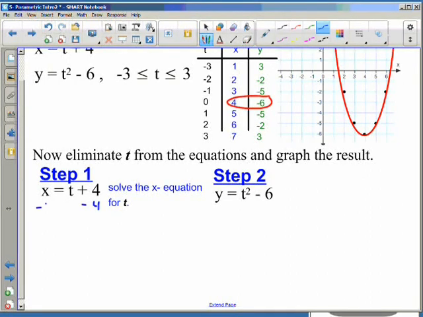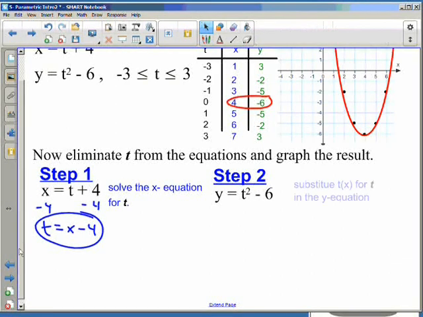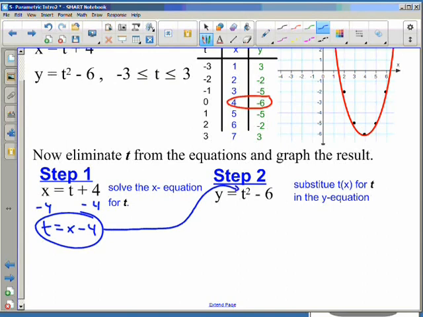We're going to subtract the 4 from both sides. We get t equals x minus 4. That's useful as a substitution that we can make. That t is now a function of x. We can substitute that in where we see t, and we can get y equals (x minus 4) squared minus 6, and we can stop right there.